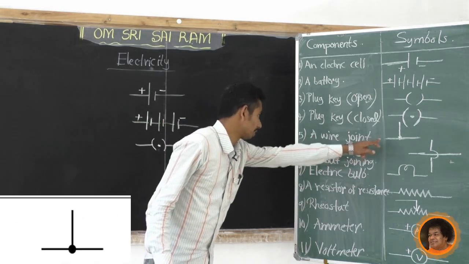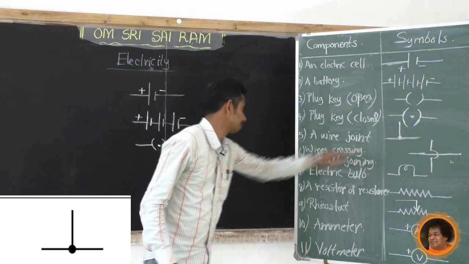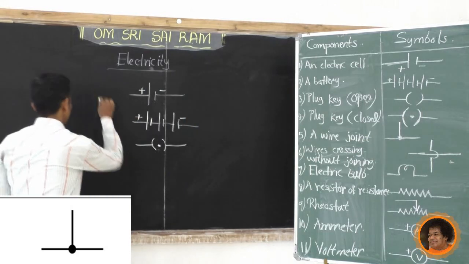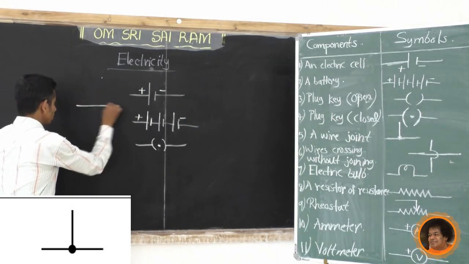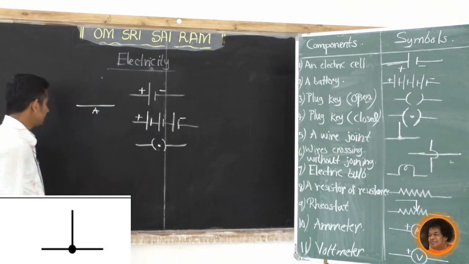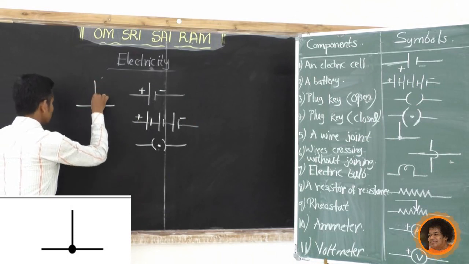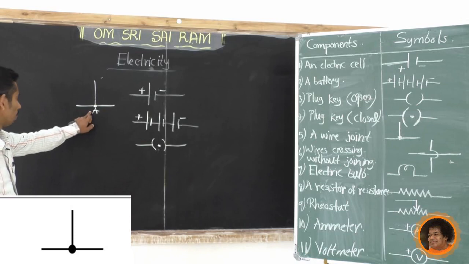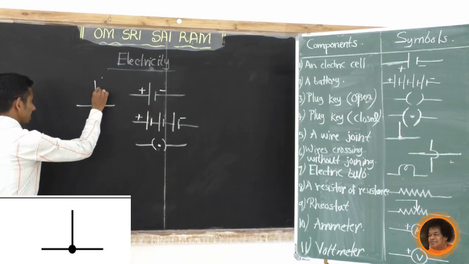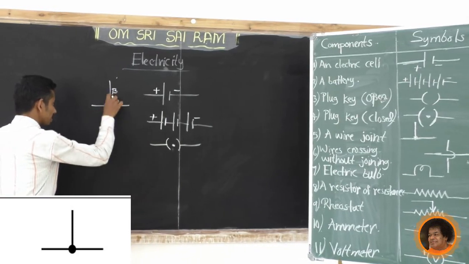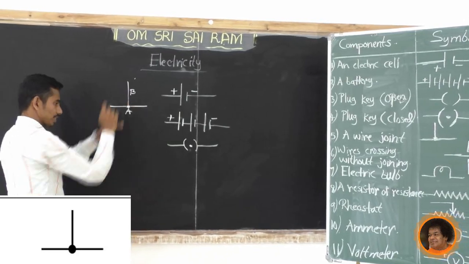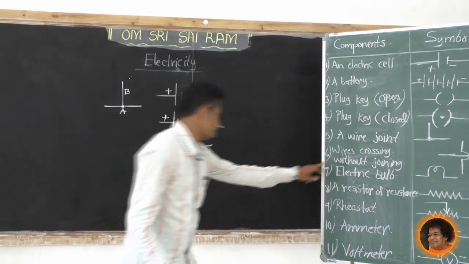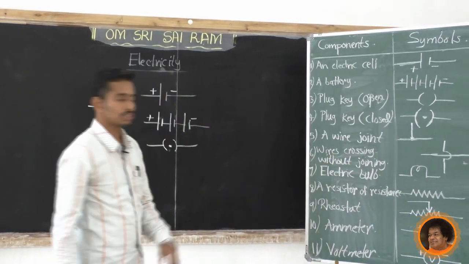Then wire joint, the symbol of wire joint. This is the symbol of wire joint. How? This is wire A. It is connected to another wire, joined together. This is the representation of a wire joint. This is wire A, this is wire B. Two wires are connected to each other. This is the representation.